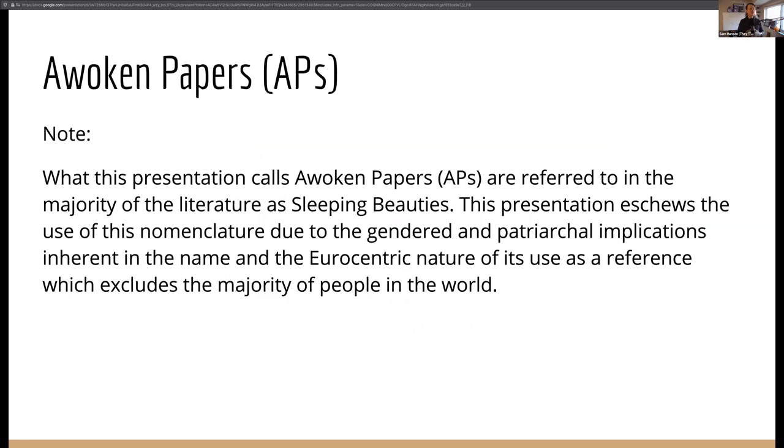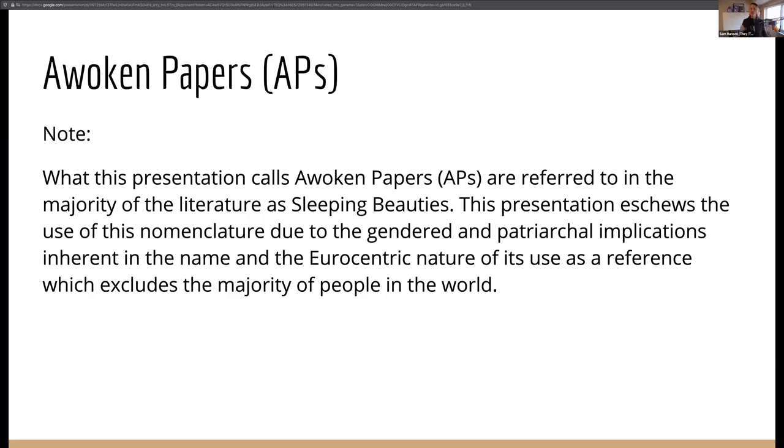This presentation is going to eschew the use of this nomenclature due to the gendered and patriarchal implications inherent in this name, as well as the Eurocentric nature of its use as a reference which excludes the majority of people in this world. I have real problems with that name. I'm simply not going to use it.